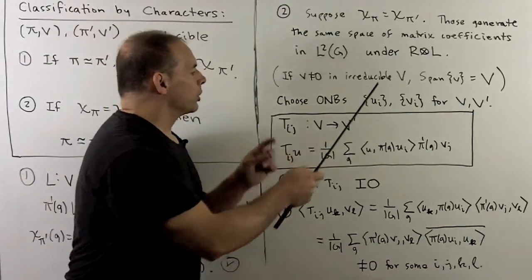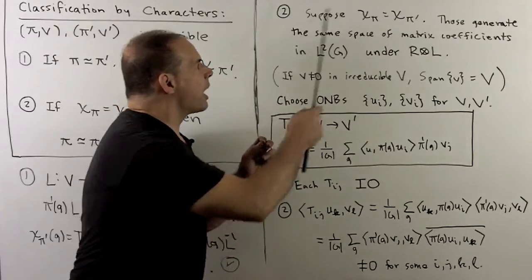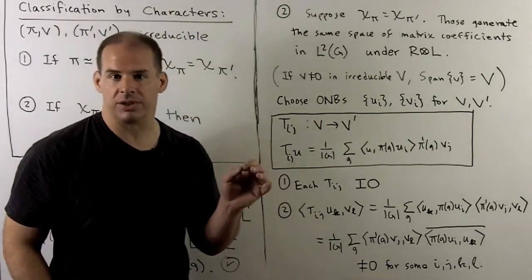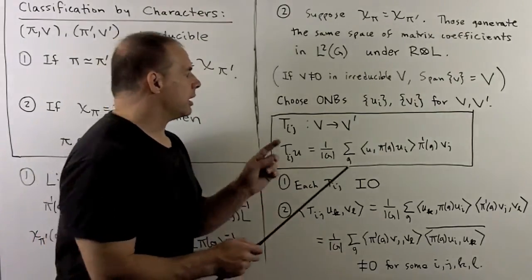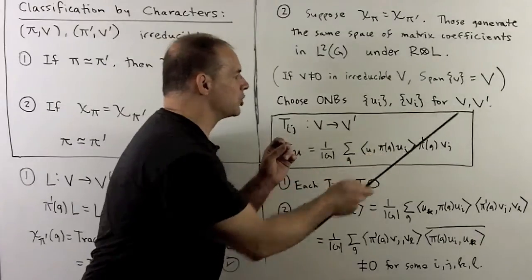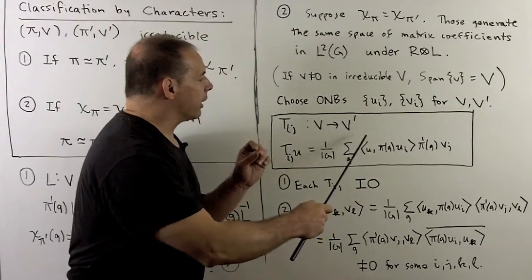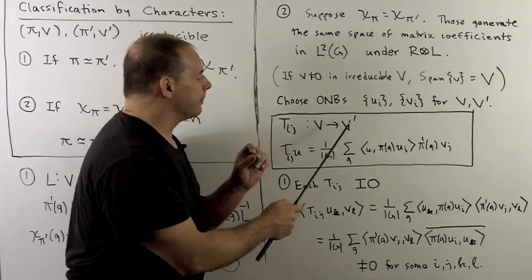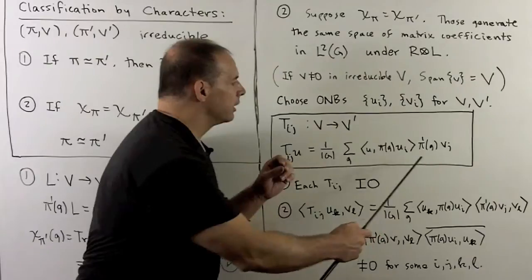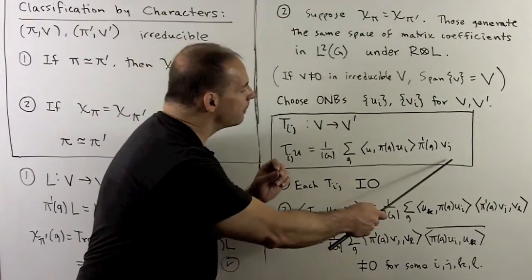Now, we're going to construct a family of intertwining operators. We'll use this property to show that at least one of them is non-zero, and that'll be our equivalence. Now, we choose orthonormal bases, u_i, v_i, for V and V prime respectively. Then we construct our family of intertwining operators, carrying V to V prime. Each of these is straightforward to verify as an intertwining operator.